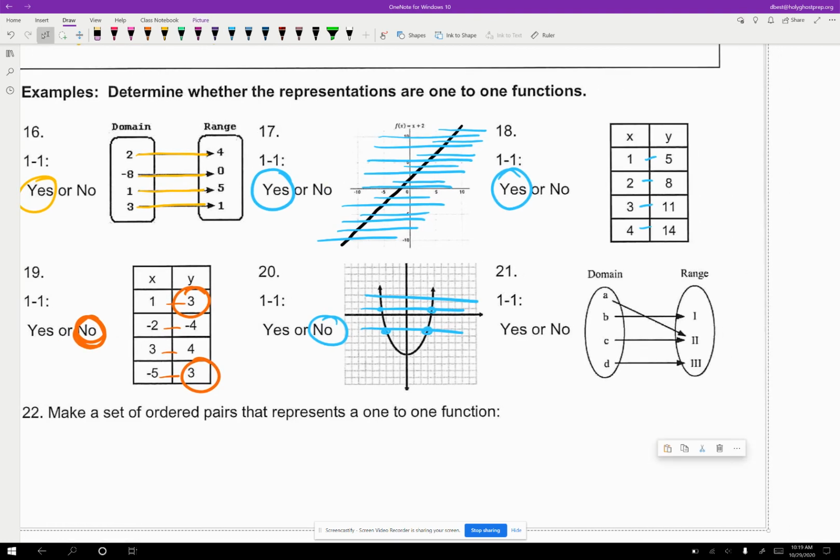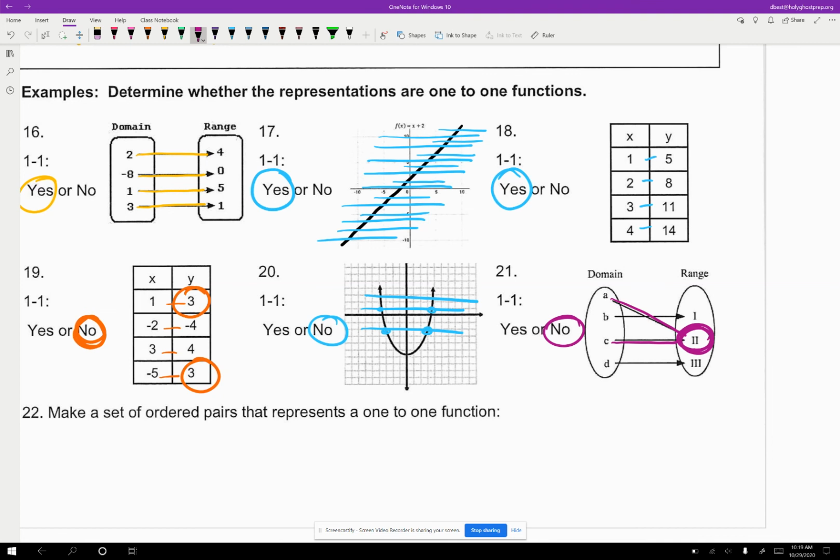And last thing here, we've got some letters and Roman numerals. You can have anything for a relation. It's listed as an ordered pair, but remember, it's just a list of stuff. So notice that A is going to the Roman numeral 2, and so is C. That means this is used more than once, so no, it is not a function.